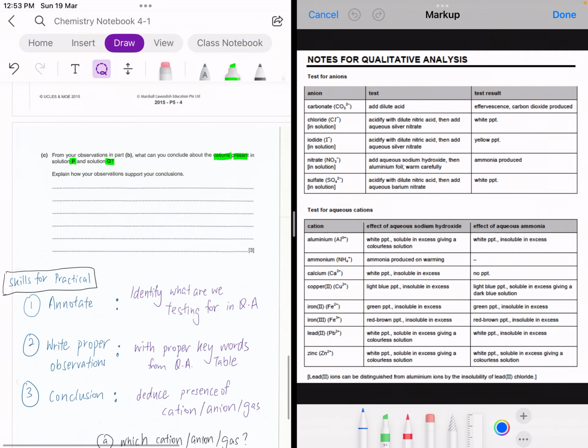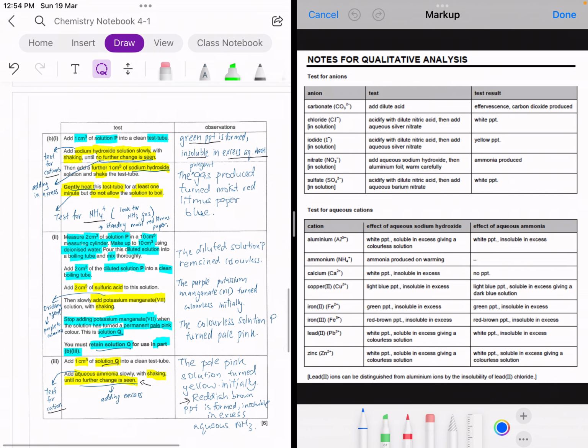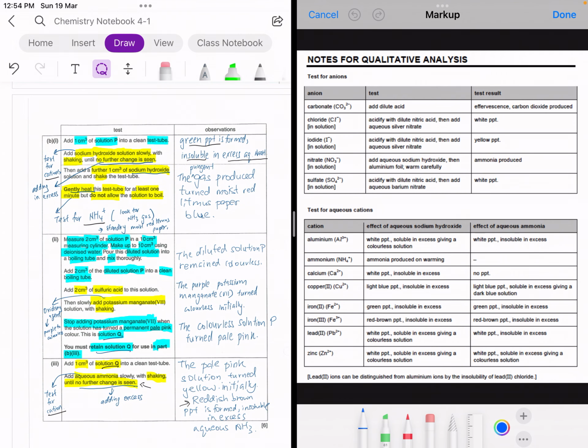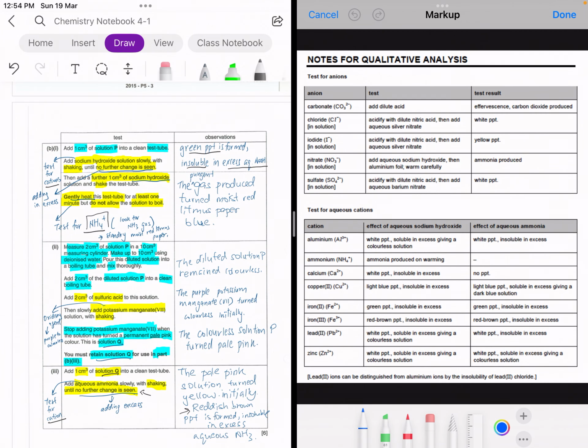Alright, so let's begin. They asked us to write down what cations are present in solution P and Q. So let's look at the P and Q observations. In solution P, in test B part 1, we are testing for cation, and we also test for ammonium ions as well. Let's look at the observation. It tells us that a green PPT is formed, insoluble in excess aqueous sodium hydroxide. So green PPT is formed, insoluble in excess. This tells us that iron 2 ions are present.